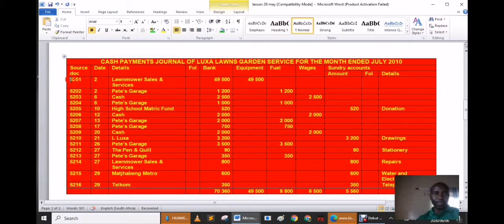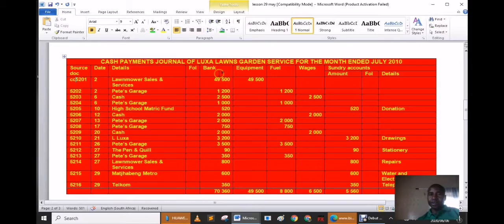I don't have to repeat it, but some people would want to indicate that this is cash check counterfoil and then the number. But make sure that you indicate the document number and the date on which the transaction took place, which then takes us to the different places where we were paying. The names of the different businesses or people that we were paying appear in the details column.